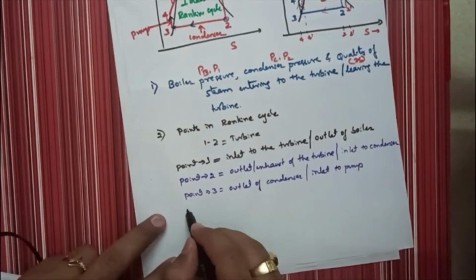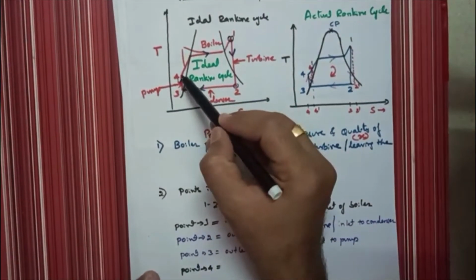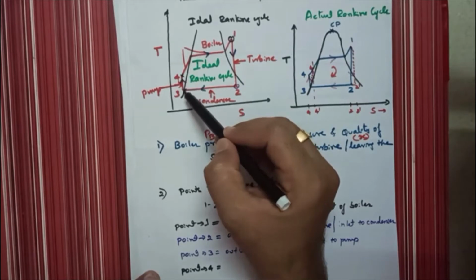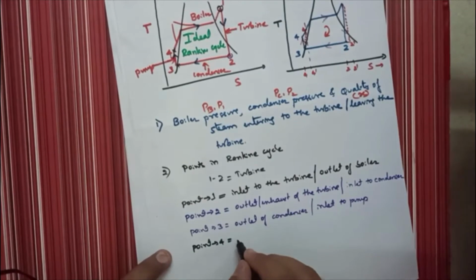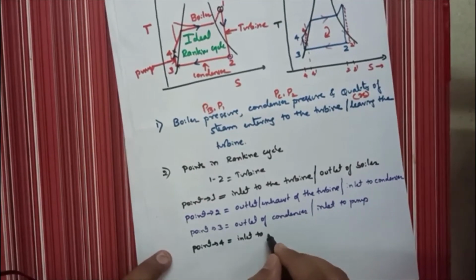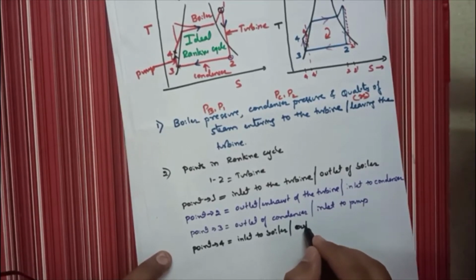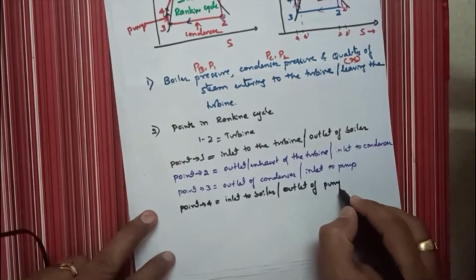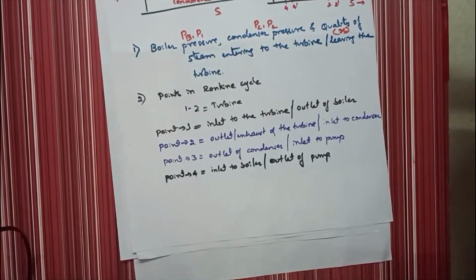So similarly, point 4 is here. 4 to 1 is boiler, so point number 4 will become inlet to the boiler. At the same time, point number 4 itself becomes exit or outlet of pump. So it is inlet to boiler or exit or outlet of pump. So these are the points that you have to remember for solving the numericals.